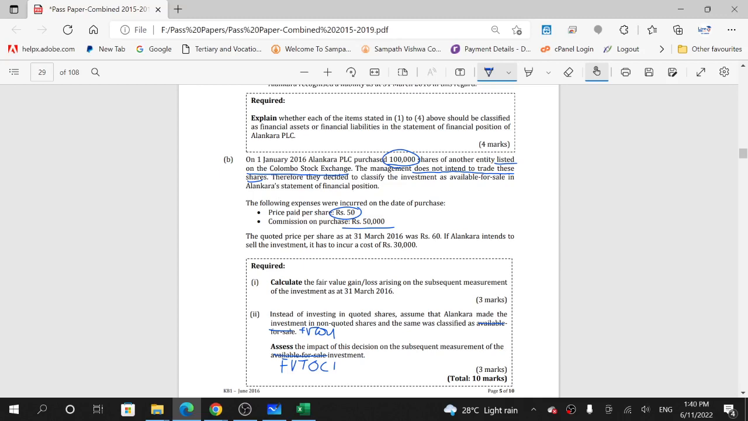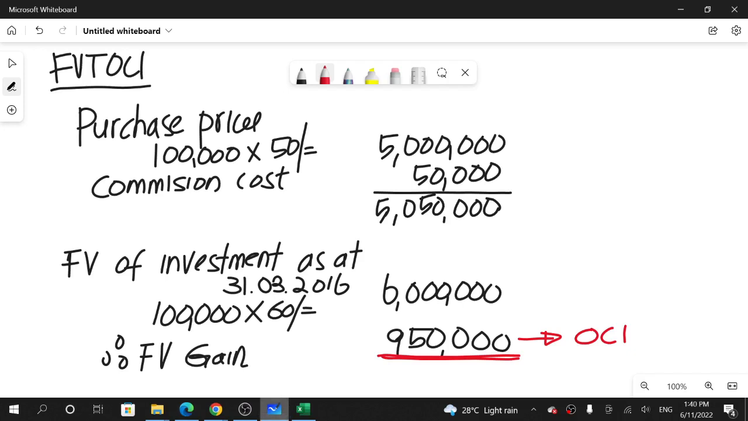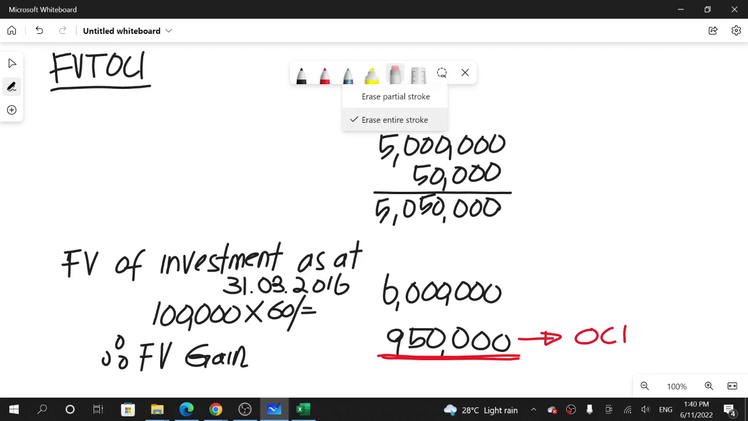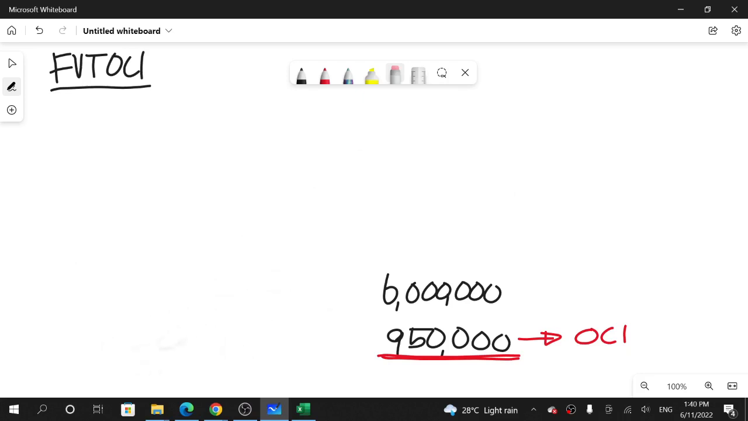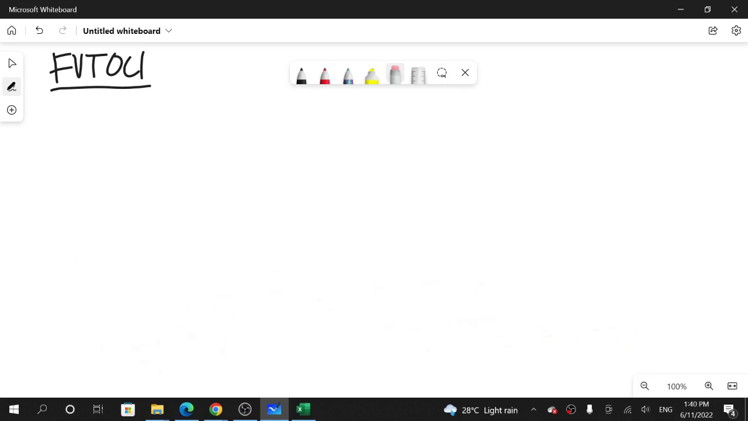Understood? Right. Can you remember, when we were discussing the fair value standard, we discussed the ways you can calculate the fair value? What are the approaches you can use to calculate the fair value? We discussed that. The first one is the market approach.